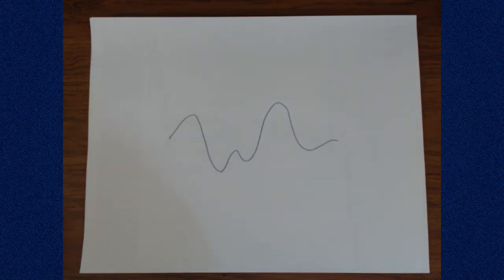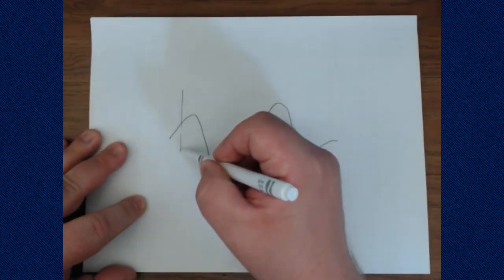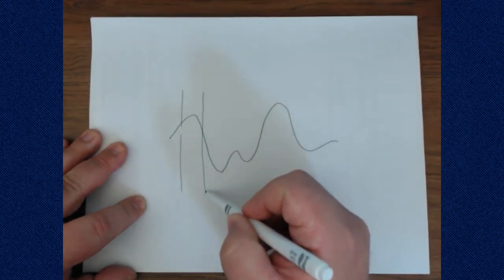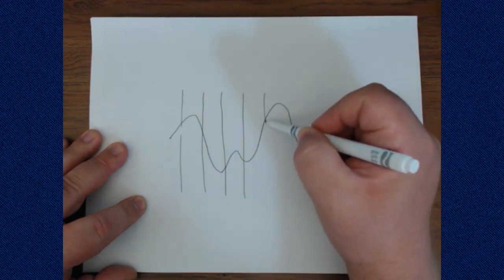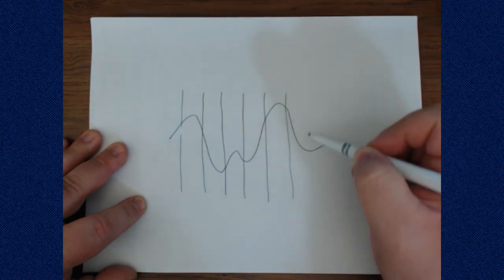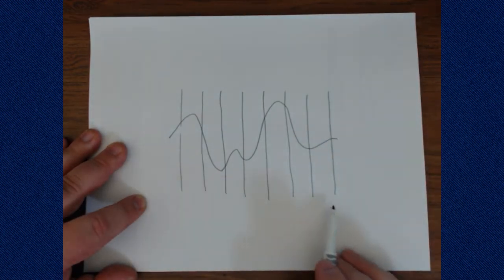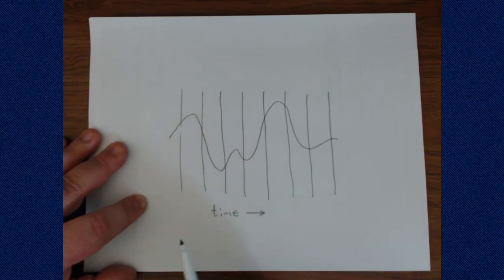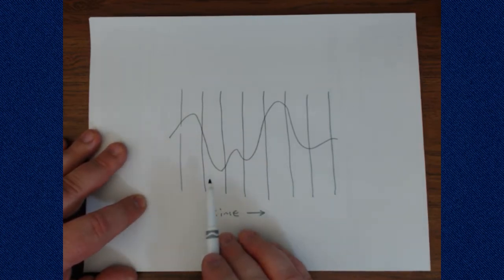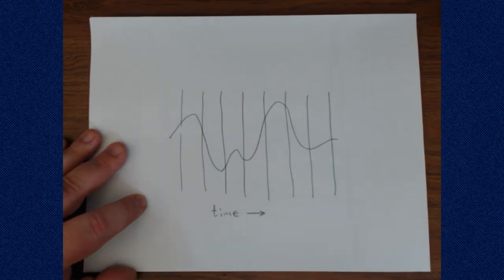Now, that particular waveform, if we're going to sample it, we have to have a sample rate. So I'm going to represent that sample rate with some thin vertical lines. And I'm just going to draw them somewhat arbitrarily. It doesn't have to be perfect here to get the idea across. And so as time moves forward this way, we're going to take a sample at this moment, this moment, this moment, this moment, and so on.